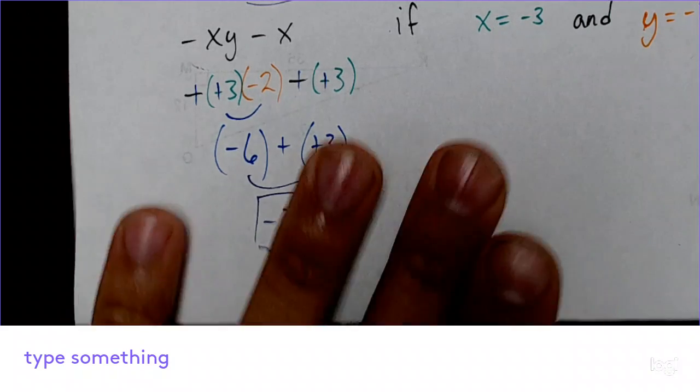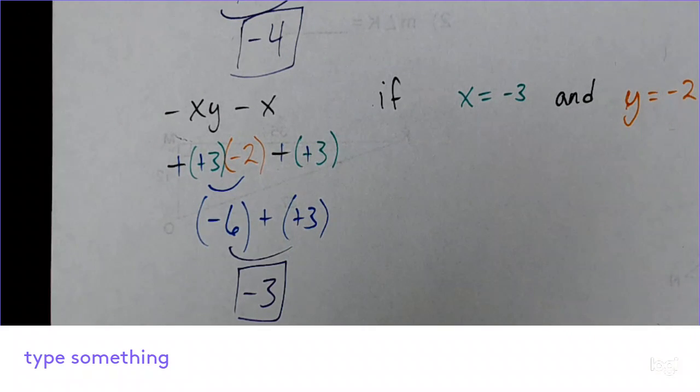Well, that's it for this lesson. Remember, be disciplined, rewrite the whole problem, don't miss any negatives, always plug in inside of parentheses, and have a great day.